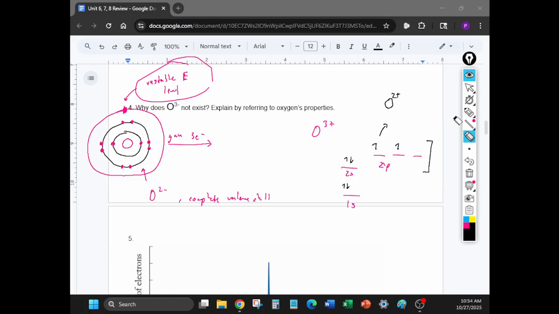And so that's where I was going with that. Okay, so just keep that in mind. It's a lot easier to split up paired electrons in the subshell than it is to remove an electron from one of the lines when it's by itself. Okay, that's where I was going with that. So yeah, O2+ is difficult, and O3+ will be even more difficult to form.